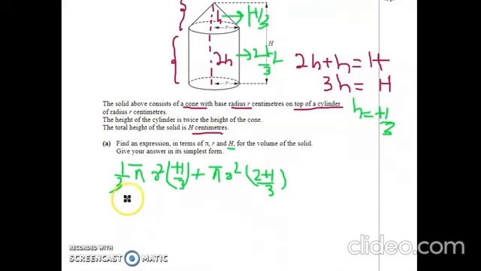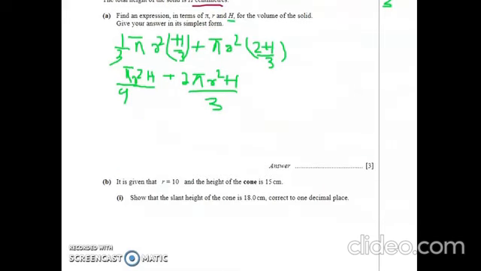Okay, so this will be 1 upon 9 pi r square h plus 2 pi r square h upon 3. So this is my answer in simplest form of the volume of the solid. Now let's look at the next part.